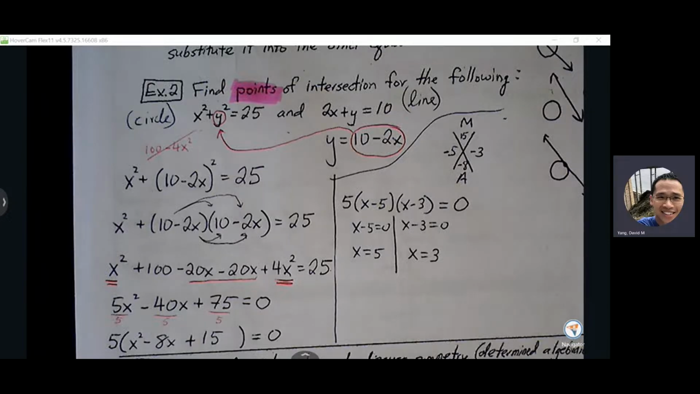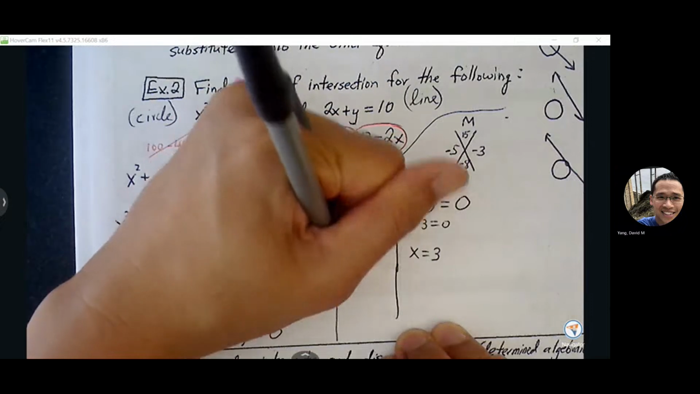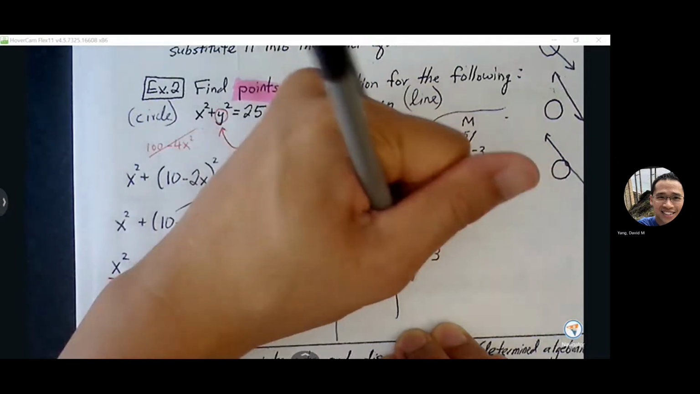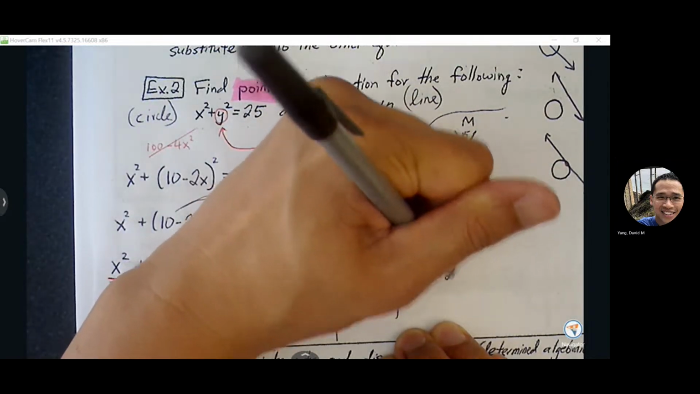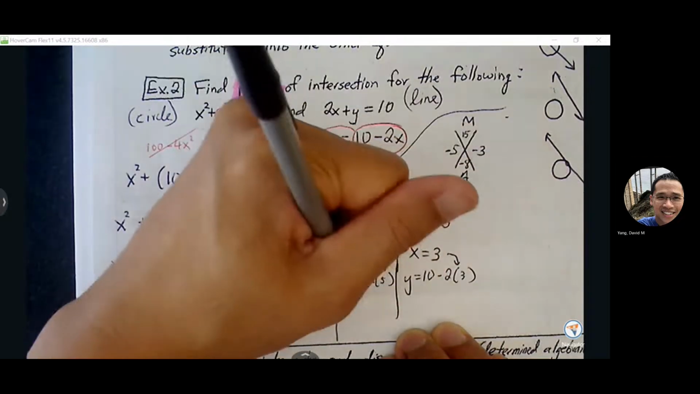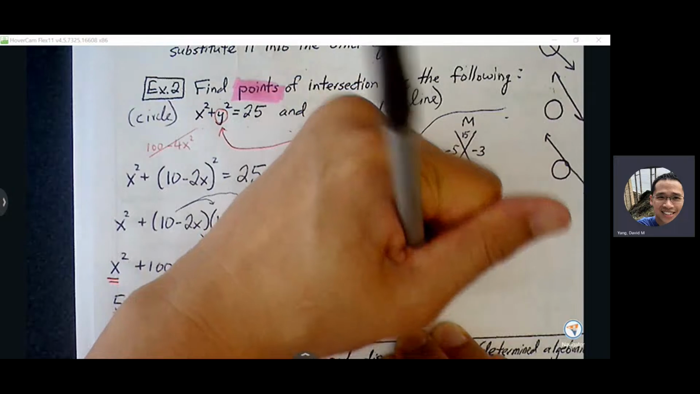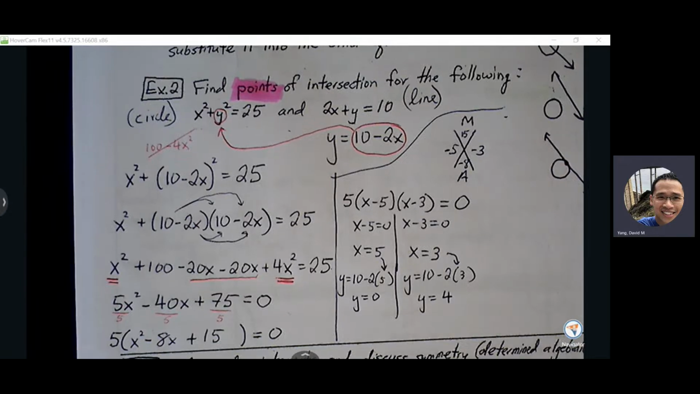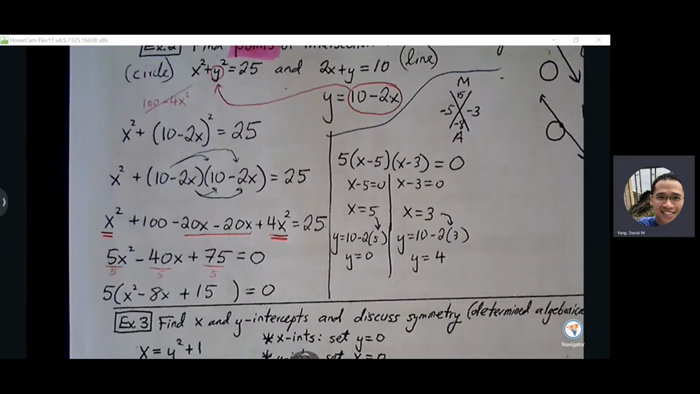You can either choose one of these original ones, or you can choose the second one that's already kind of built for us solving for the y. So I'm just going to insert into that y equals 10 minus 2x, but any of the three will do. Ten minus 10 is 0. 10 minus 6 is 4. So you're going to represent your answer in ordered pair form: (5, 0) and (3, 4).